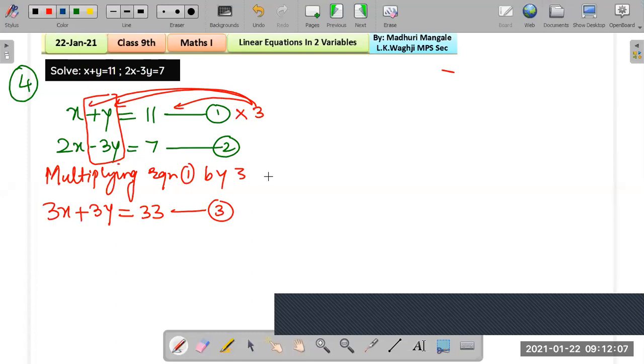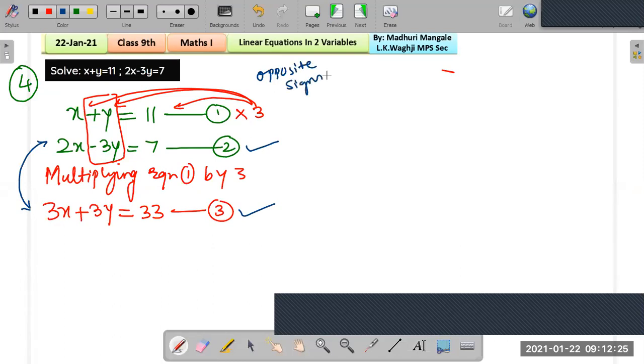And now we have to decide. Look at equation 2 and equation 3. We have to decide, should we add or should we subtract? Plus 3y and minus 3y, opposite signs means add. Remember this. Opposite signs means add. Then it will get crossed out. So adding equations. Which equations are we adding? This is very important to write it out properly. We are adding equation 2 and 3.